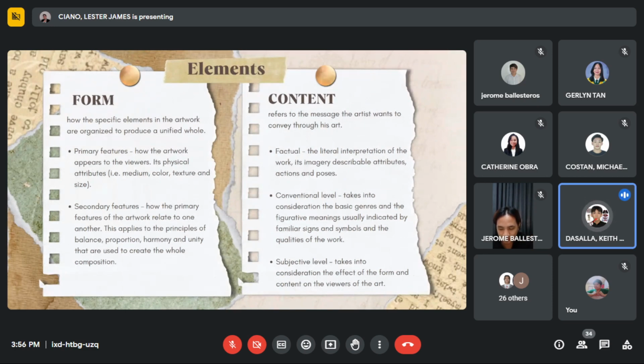So next one is the factual level. It is the literal interpretation of the work, its imagery, describable attributes, actions, and poses. An example of it would be yung painting ni Edvard Munch, which is The Scream. Hindi ko alam kung familiar kayo doon, pero yun yung painting na nasa isang bridge yung isang babae, nakapose siya as parang sumisigaw. So, the lady in the painting, pinapakita niya na she is terrified by something or a presence. And ayun nga yung example ng factual feature.